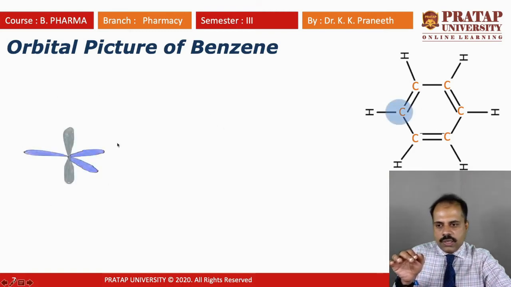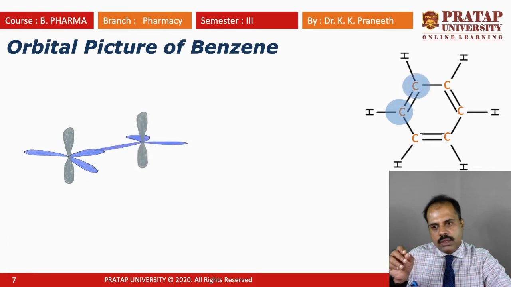So this is the first sp2 orbital in blue, and the gray color is the pz orbital, right? We have seen this in the previous slide. This is for the first carbon, which I have circled in blue color. What about the second carbon? The orbital picture is the same, the sp2 orbital with a pz orbital, like this.